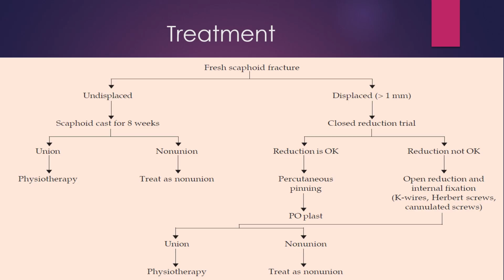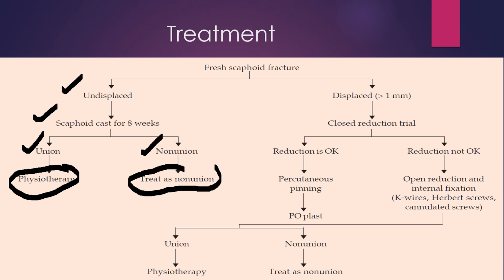Then coming to the treatment. So treatment is very simple. If it's an undisplaced fracture, then we give a scaphoid cast for 8 weeks. If it unites, then we remove the cast and send the patient for physiotherapy, that is wrist joint movements. If it doesn't unite in 8 weeks and it's going towards non-union, then we treat it as a non-union. Okay. So if it's a displaced fracture, that is there is more than 1 millimeter of displacement, then we try to reduce the fracture.